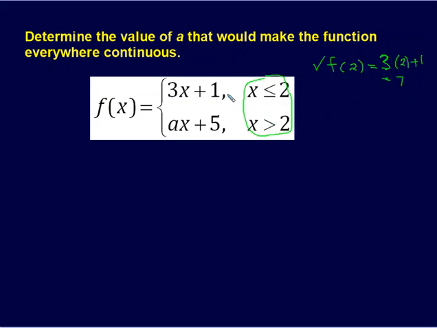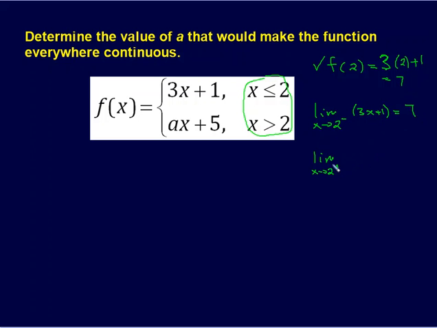And in this case, because we have different expressions used to the left and to the right of 2, we need to examine the limit from the two sides separately. So we'll examine the limit approaching 2 from the left, and we're going to examine the limit approaching 2 from the right. So in the limit from the left, I simply would use the expression that is defining the function to the left of 2, which is 3x plus 1. And this is a limit I can get an answer for just by plugging in my 2. And I'm going to once again get 7.